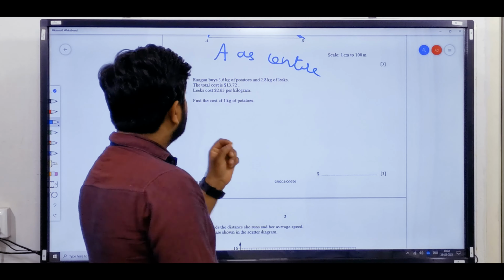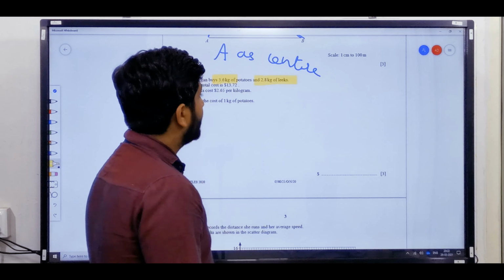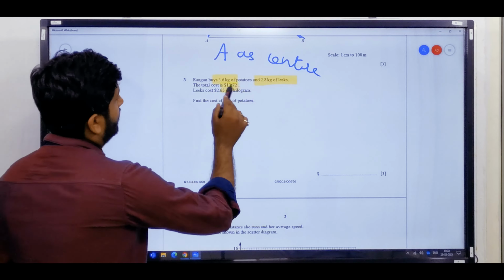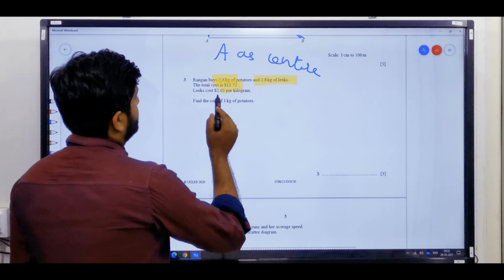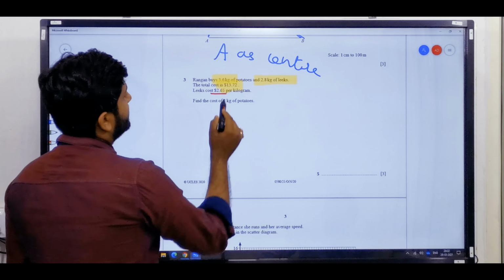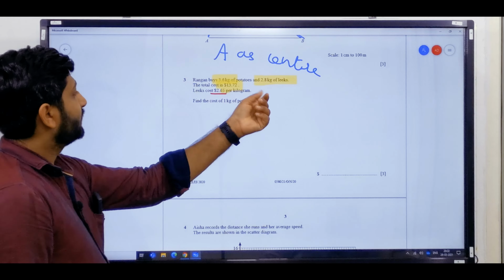Rangan buys 3.6 kg of potatoes and 8 kg of leeks. The total cost is $13.72. Leeks cost 2.65 per kg. Find the cost of 1 kg of potato.